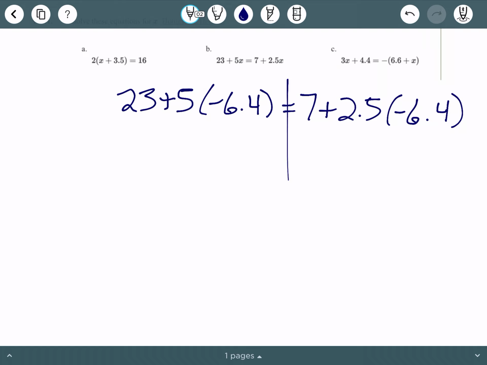So now we can plug each side into the calculator. So 23 plus 5 times a negative 6.4. We're going to get a negative 9 on that side. Now let me check the other side here. We're going to have 7 plus 2.5 times negative 6.4. Remember to put those parentheses in your calculator, because if you don't, it could mess things up and it might say your check is wrong when in fact your solution might actually be right. So I've got negative 9 equals negative 9 on both sides. That is a true statement, so our solution was correct.